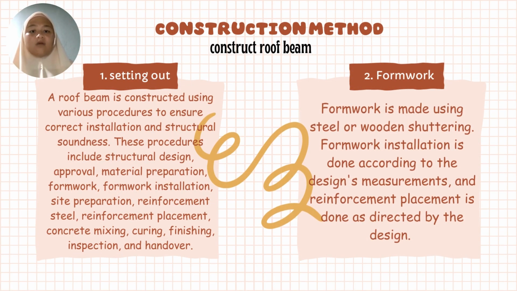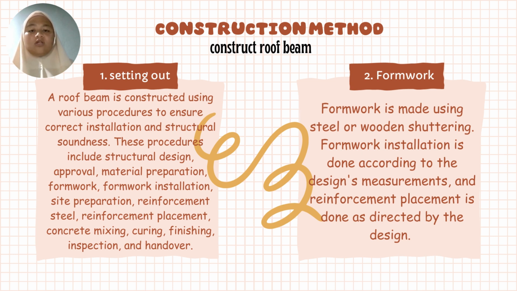Construction method and how to construct a roof beam. The first thing to do is setting out, which makes sure the roof beam is built correctly. A roof beam is constructed using various procedures to ensure correct installation and structural soundness. Here's what happens. A plan is made and approved to ensure the beam can handle its load. Material preparation: good quality materials like concrete and steel are gathered.